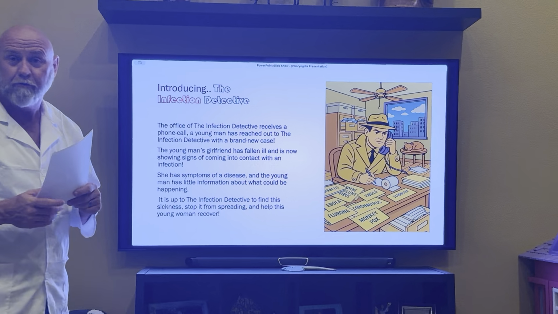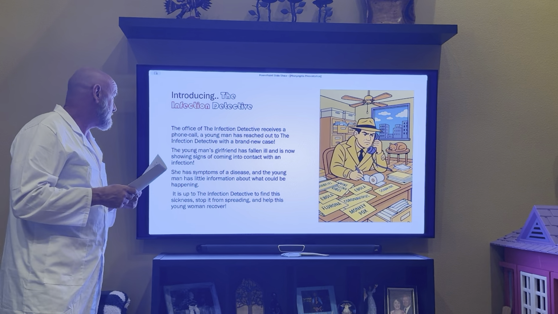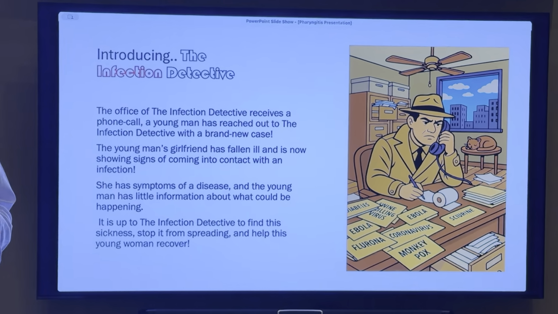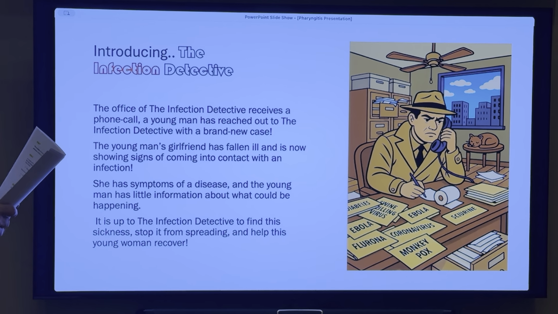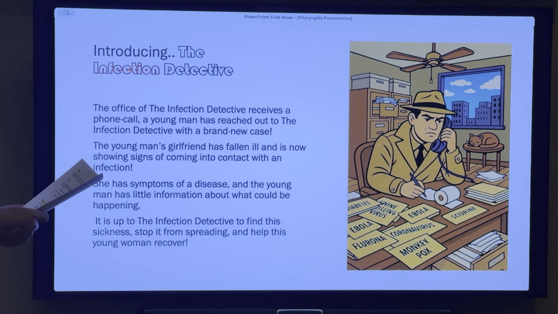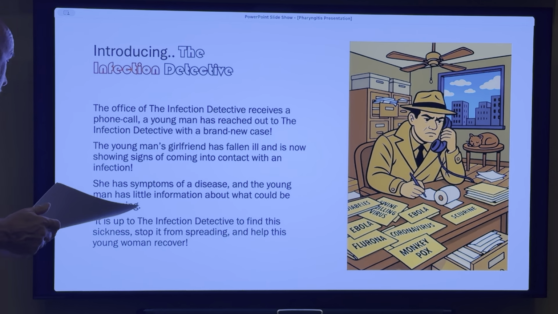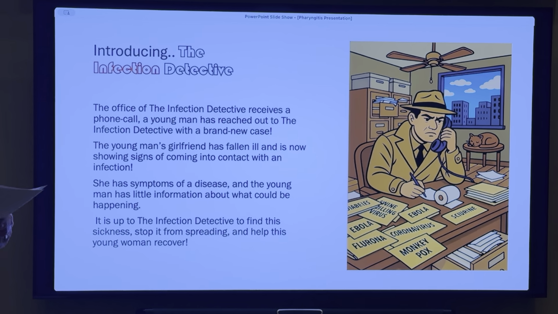Let me introduce you to the Infection Detective. The Office of the Infection Detective receives a phone call. A young man has reached out to the Infection Detective with a brand new case. The young man's girlfriend has fallen ill and is now showing signs of coming into contact with an infection. She has symptoms of disease, and the young man has little information about what could be happening. It's up to the detective to find the sickness, stop it from spreading, and help the young woman recover.